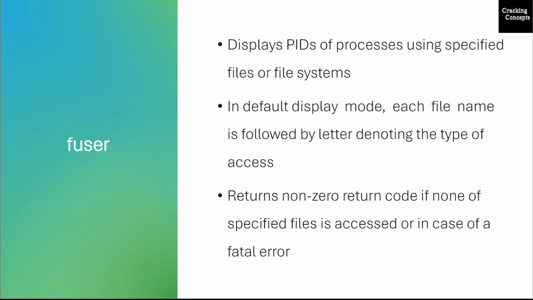Fuser returns a non-zero return code if none of the specified files are accessed or in case of a fatal error. If at least one access has been found, fuser returns 0.